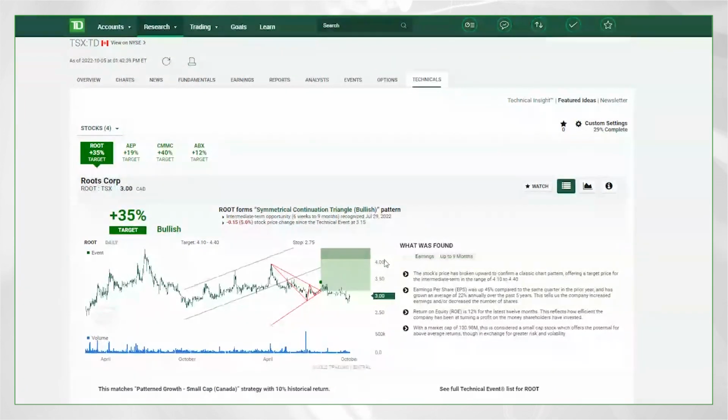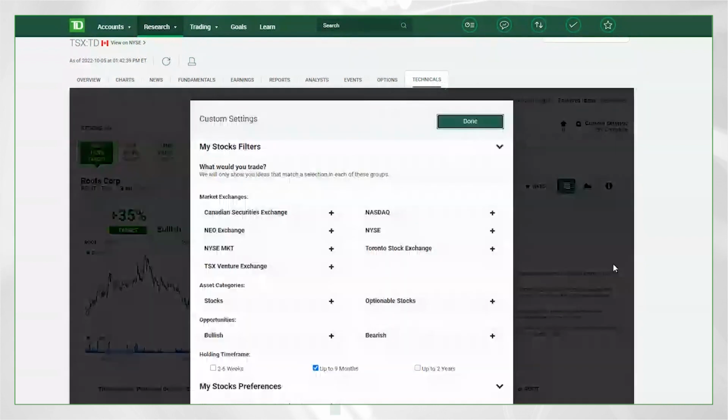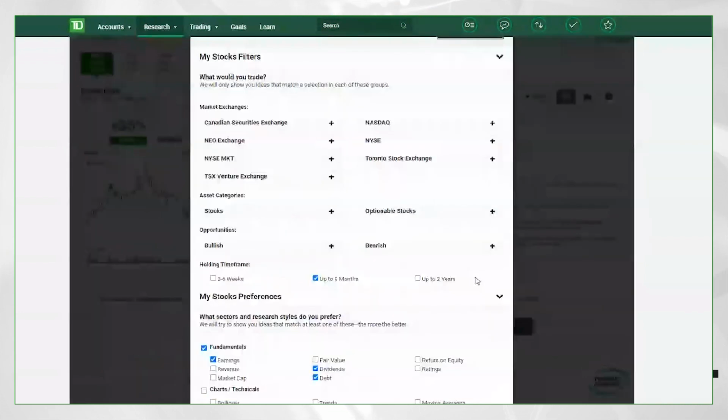Every day we will feature the best ideas from a technical and fundamental perspective based on criteria you selected. And it's customizable to your own settings when you're in WebBroker, right? The way to do that, on the top right, you'll see custom settings. If I click on this filter, again, this is a very basic screen that's going to give you the best of the best.